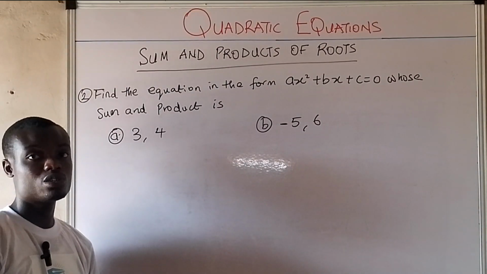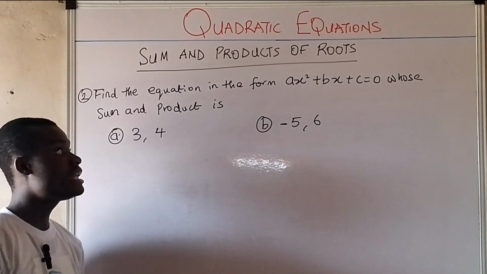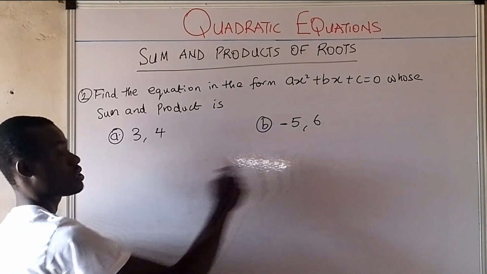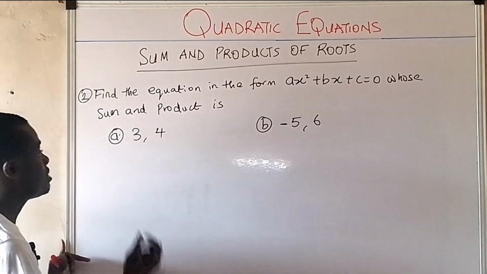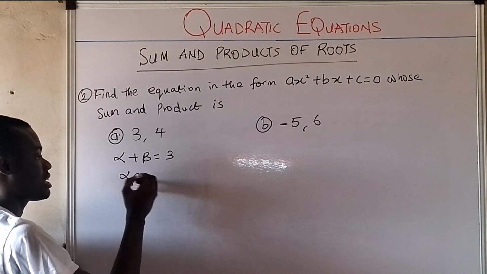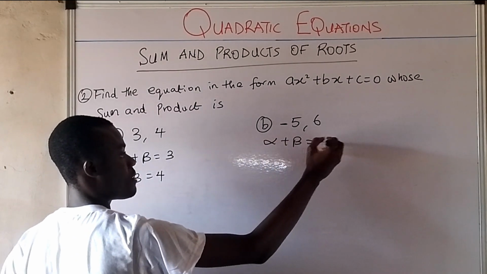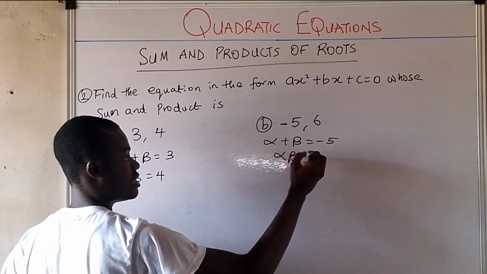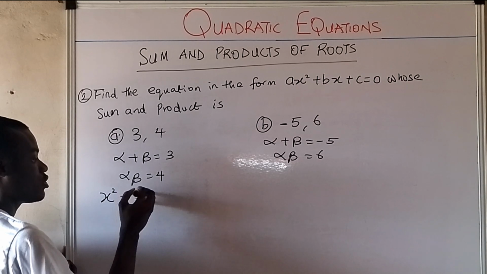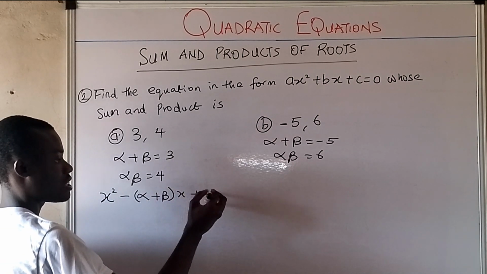So our last question under this aspect, which is sum and product of the roots of an equation, is that we have to find the equation in the form ax squared plus bx plus c, whose sum and product are given. So it means that the sum alpha plus beta is equal to 3, and alpha beta is equal to 4. Same thing here, we have alpha plus beta is equal to minus 5, and also alpha beta is equal to 6. Recall that the general form is x squared minus (alpha plus beta) times x plus alpha beta is equal to 0.